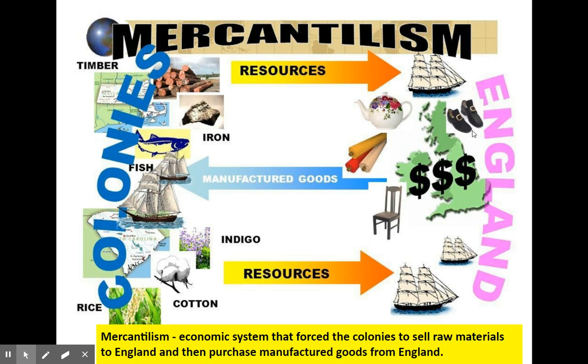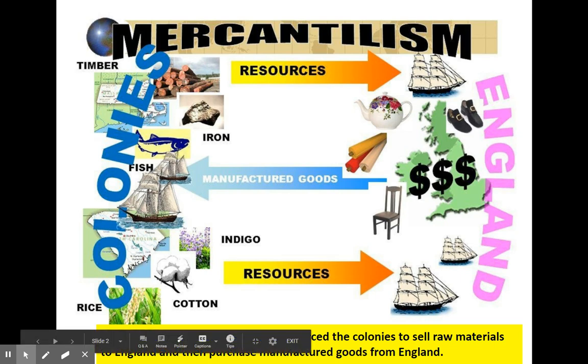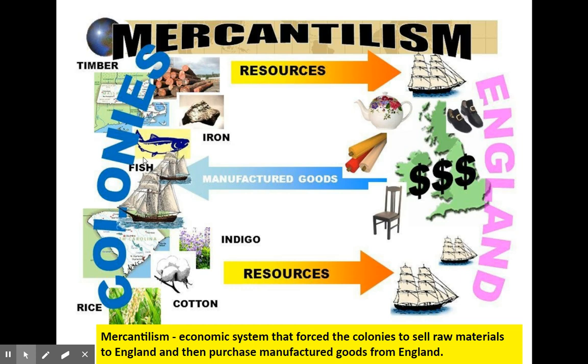We do manufacture shoes or teapots or chairs. Those are all manufactured because we have to make them. They don't grow out of the ground. The colonies are sending raw materials. England is sending over manufactured goods, but the colonies have to pay for it at a higher price.